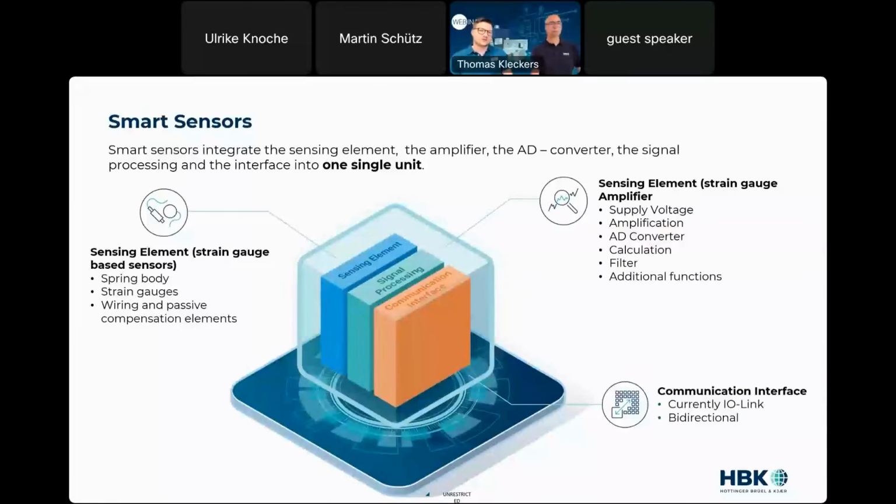But what we then do is we integrate the amplifier, we integrate a microprocessor and a communication interface into one single unit. So this single unit comprises everything you need that you have seen also in the previous slide that you have in the traditional measuring chain, reduced to one single unit. And this is a smart sensor. Yeah, next slide.